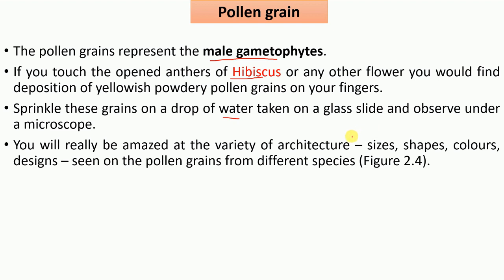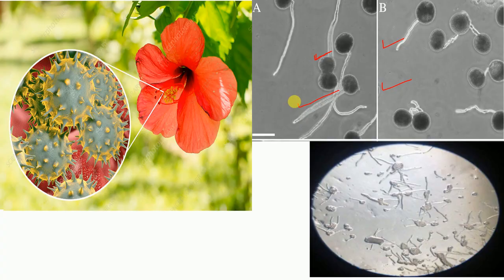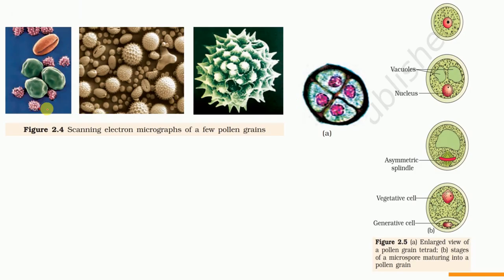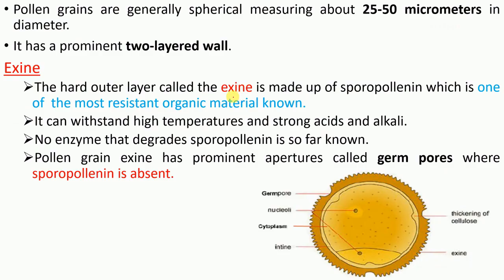Pollen grain varies from species to species in size, shape and color. You can see there is so much diversity in pollen grain. Actually, in the structure of pollen grain there are two layers. The outer layer is known as the exine and the inner layer is known as the intine. The size of pollen grain is up to 25 to 50 micrometers.